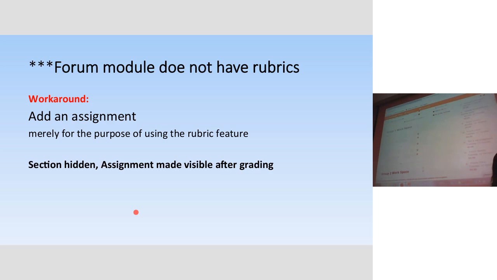Okay, so you place your assignment in this section, you hide the section, students don't see the assignment, but don't put anything you want students to see in this section. Have a special section and hide it just for this rubric thing.